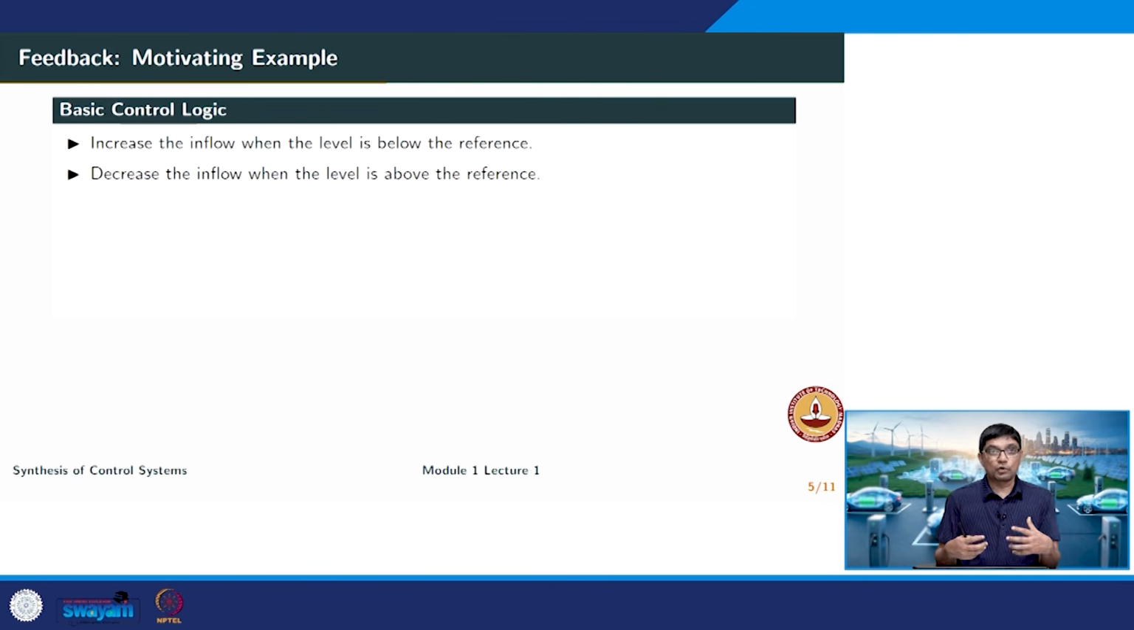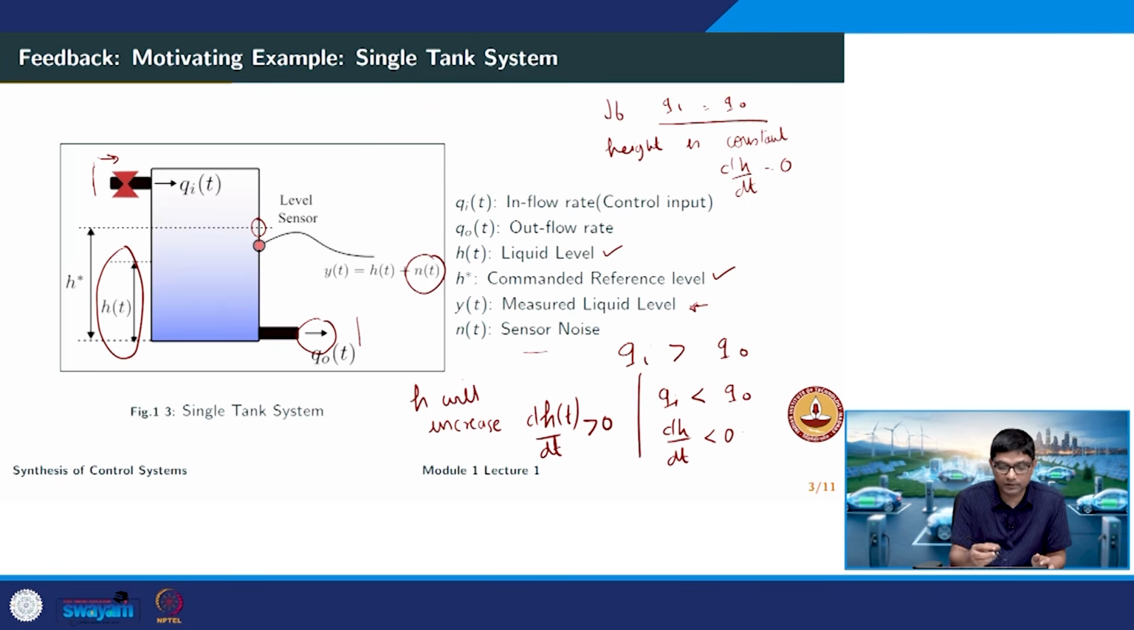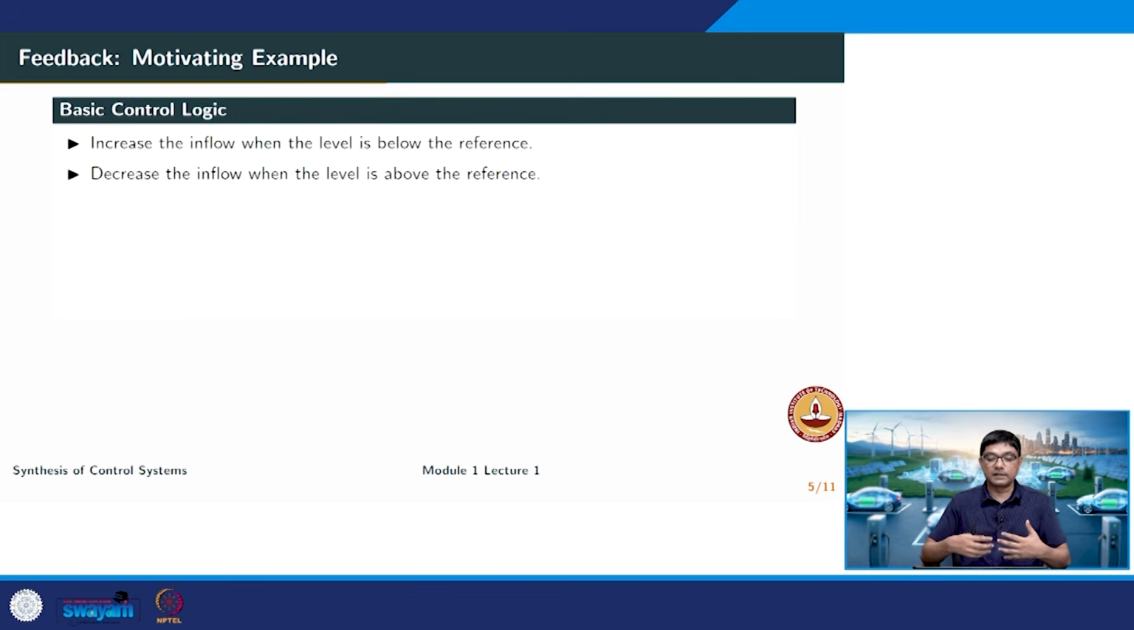Okay, good. Now, if I want to control this, the control problem here is to control the height to a certain level. A basic control logic would be to increase the flow when the system is below the reference. That is kind of intuitive. If I am given Qi and Qo, I say just pump in more water. Similarly, if I am above the desired level, I say don't pump in water, I need some water to drain out. So, that is a simple control logic: increase the inflow when the level is below the reference and decrease the inflow when the level is above the reference.